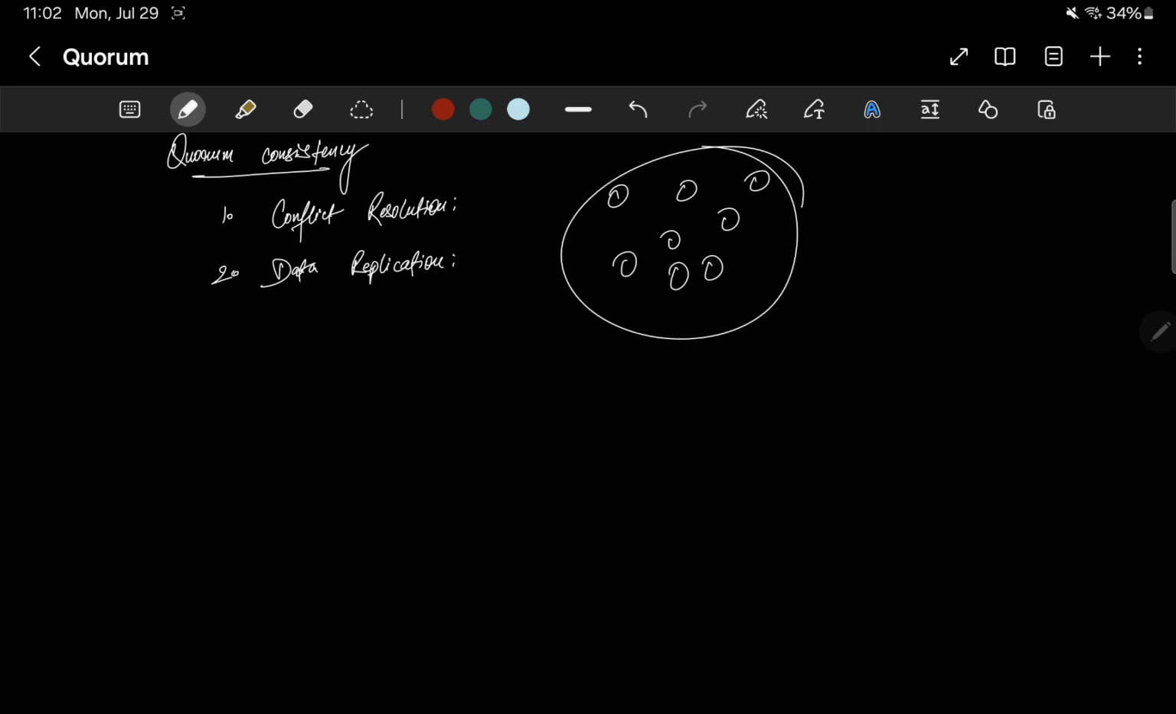So a number of nodes are there and a majority of them need to agree on something, and that's where quorum plays an important role. And that's where our data replication can also happen without having inconsistencies in the data. As we saw in our previous video about database replication, we do data replication, but what are we going to read or what are we going to write? For that we need quorum.